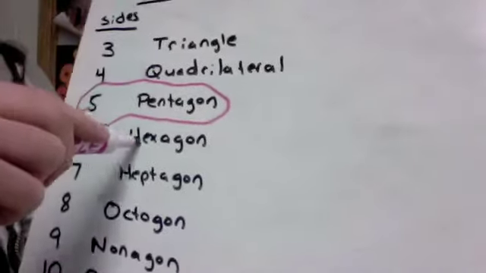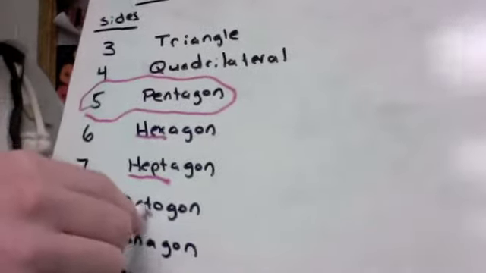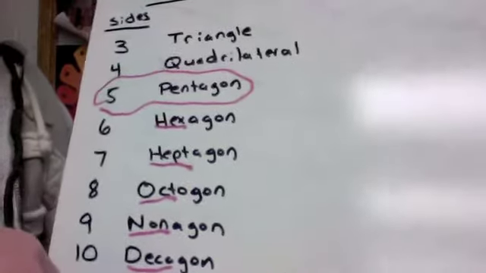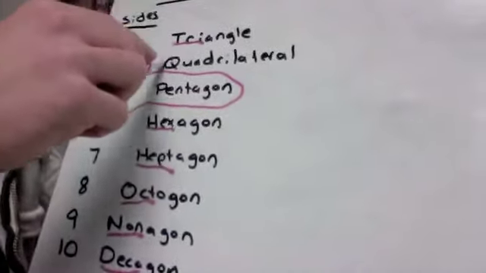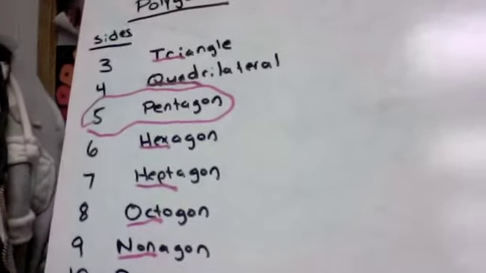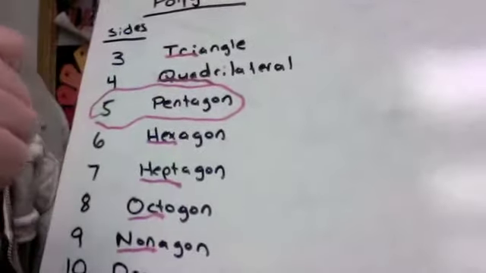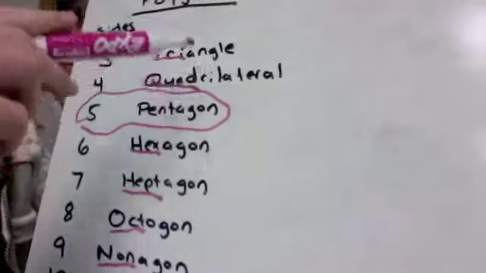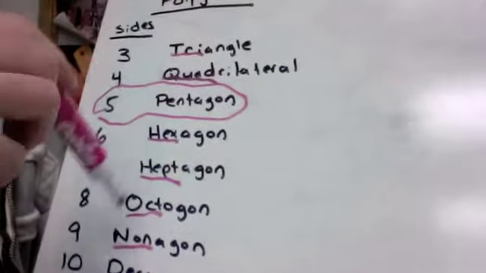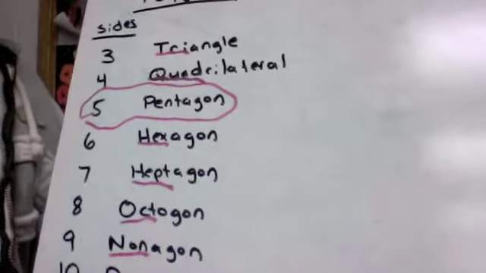6 would be hexagon, 7 would be heptagon, 8 would be octagon, 9 would be nonagon, and 10 would be decagon. A real nice way to help remember these is just remember the prefixes, because most of the words have agon after it, so you don't have to worry about that part. Everything except for basically triangle and quadrilateral, and I'm sure that you guys know those anyway. So the prefixes really help, I think. But the five-sided polygon is a pentagon.